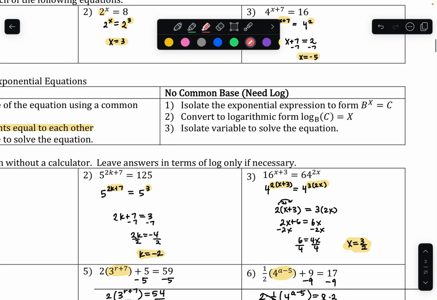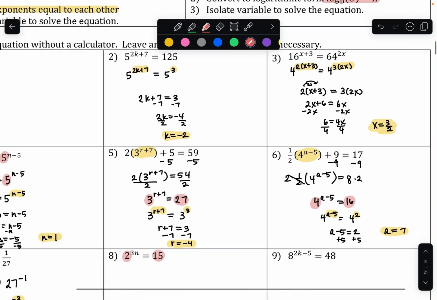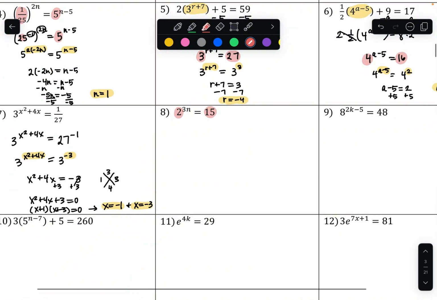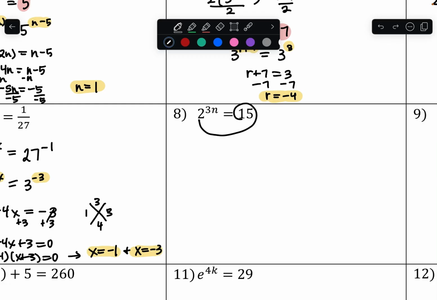And so your first step is to isolate the exponential expression, and then you're going to convert it to logarithmic form, and then isolate your variable. And you may need to use your calculator to get a decimal approximation. Okay, so here we already have our exponential expression isolated, so we're ready to convert to logarithmic form. Okay, and so this is base 2, so I like to make the log, log base 2 of 15 equals 3n.